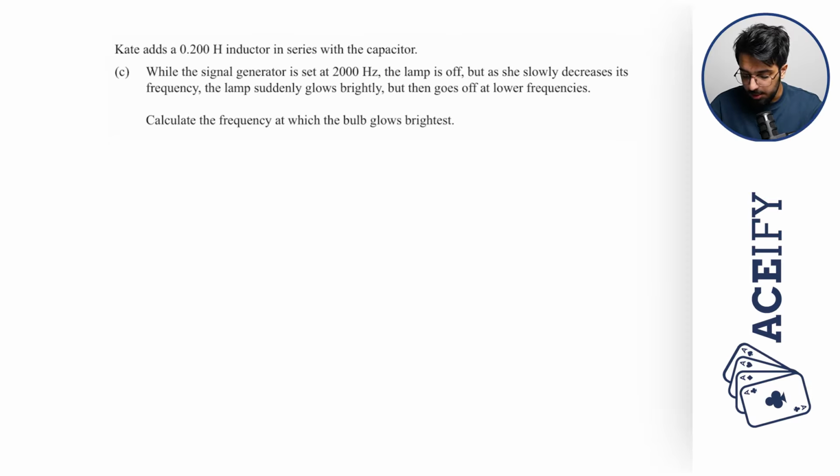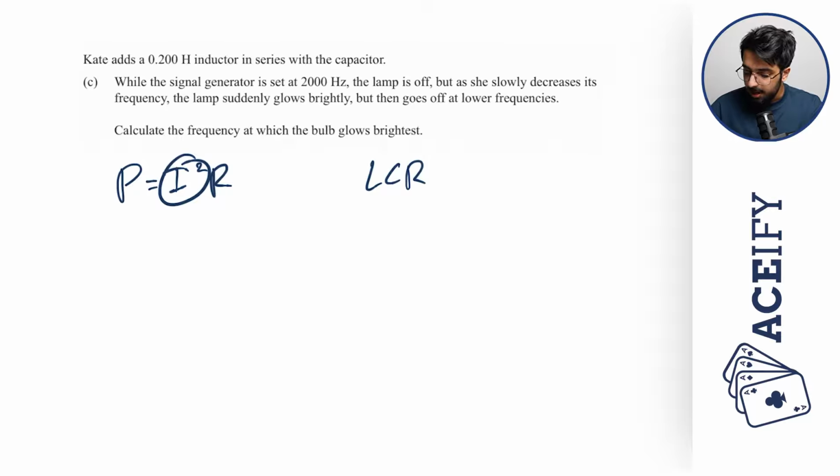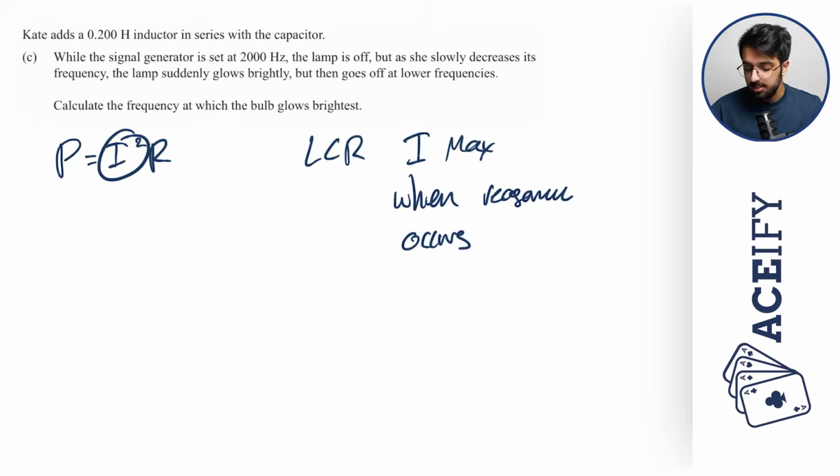Alright, again, because P is equal to I squared R, the bulb is going to glow the brightest when the current is the largest, okay? And we know that when we have an LCR circuit, which is what we have now because she added an inductor, the current is max when resonance occurs. Alright, and we know that the circuit is at resonance in an LCR circuit when the reactance of the inductor is equal to the reactance of the capacitor, okay?